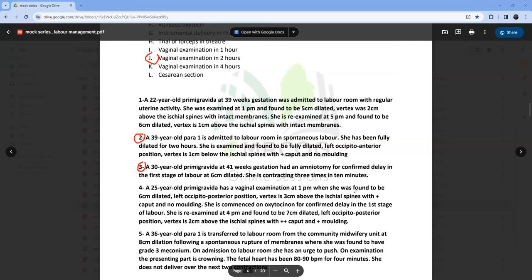Number four. A primigravida had vaginal examination at 1 p.m. and was found to be 6 cm dilated, left occipito-posterior position, vertex 3 cm above the ischial spine with caput 1 plus, no molding. She's commenced on oxytocin for confirmed delay in the first stage of labor. She's re-examined at 4 p.m. and found to be 7 cm dilated, left occipito-posterior position, vertex 2 cm above the ischial spine with caput 2 plus and molding 1 plus. So still high, right? What shall I do now?